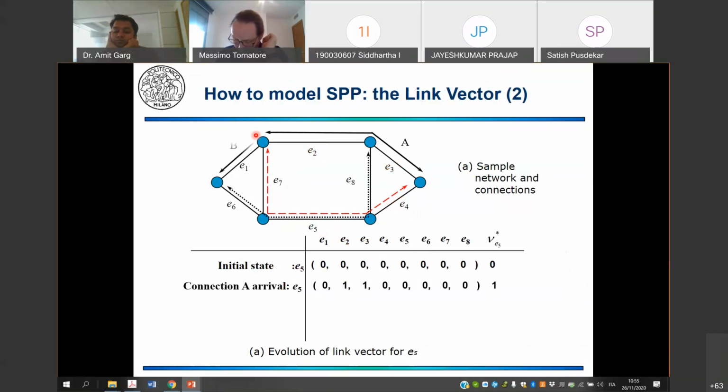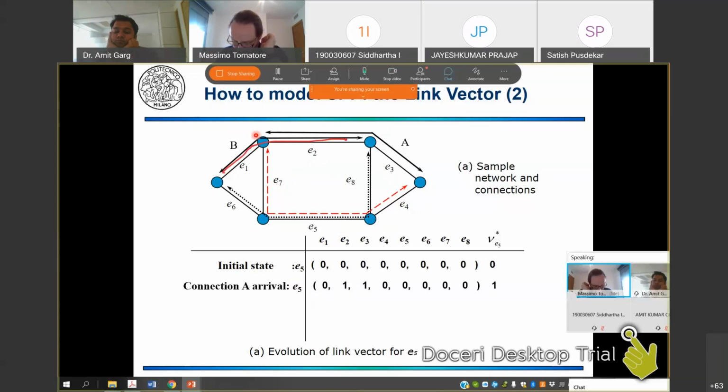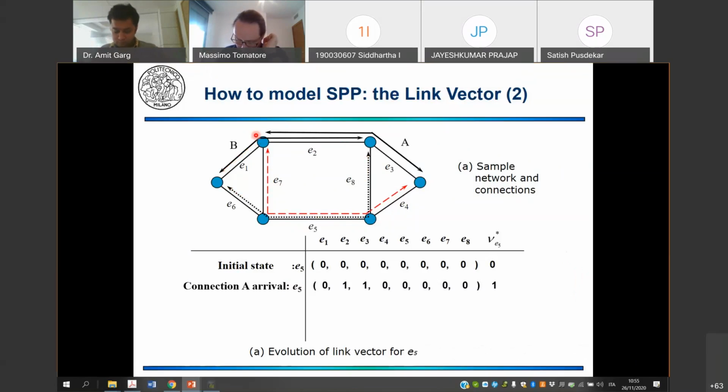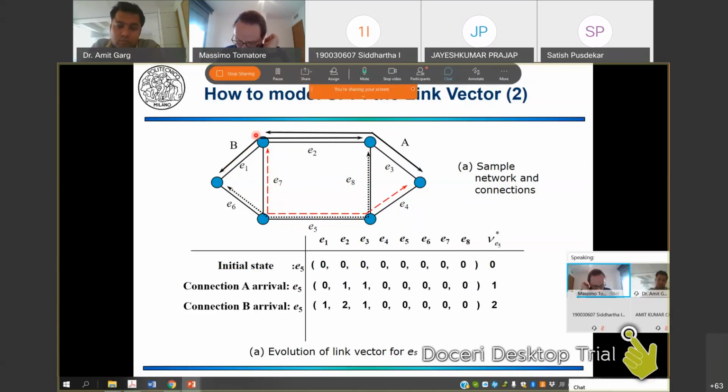If I have another connection, B, that is protected this way, what happens to the link vector? Well, the link vector will tell, now I need 1 unit of capacity for link E1, 2 units of capacity, because on link E2 I have both B and A connections, 2 units of capacity for link E2, and 1 unit of capacity for link E3.